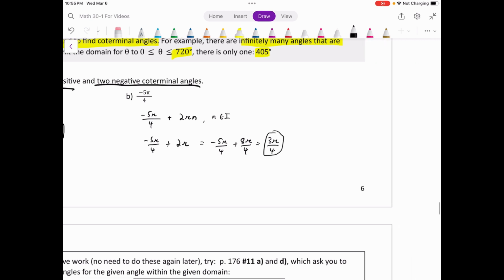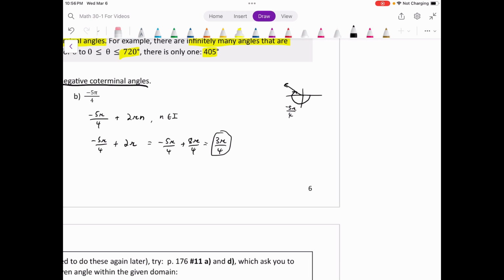Okay, again, this does make sense when we think about it. Negative 5 pi over 4, so we're going to do negative pi, and then another quarter of pi. That's negative 5 pi over 4. Or we could go in the positive direction, 3/4 of the way to pi. 3/4 pi, right? They're coterminal. The terminal arm is in the same spot.